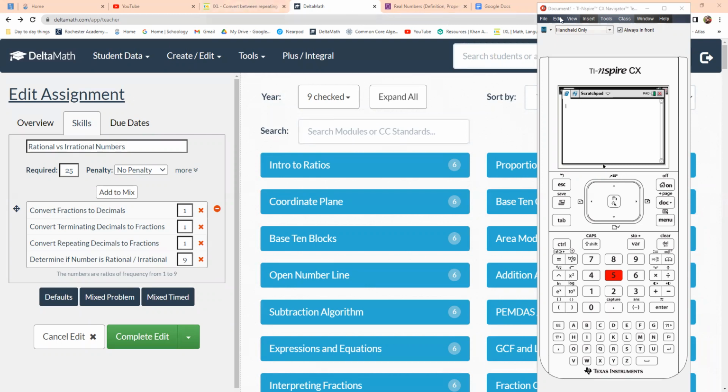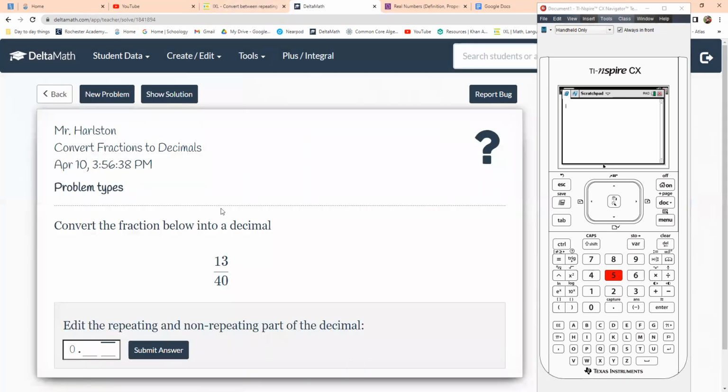So let's go. I'm going to start with problems like this. It says convert this fraction below into a decimal. The easiest way to do this is to write 13 divided by 40. Now you've got to put a decimal in one of the 2 numbers so that the calculator knows you want a decimal. Otherwise, it's going to give you just a simplified fraction. That's not what we want. We want it to be a decimal.